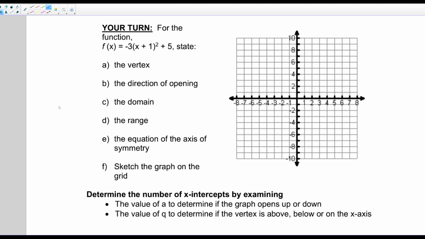So now that we've gone through an example together, you can go ahead and pause the video, take a few minutes to sketch out this function here, and then unpause and check your work.